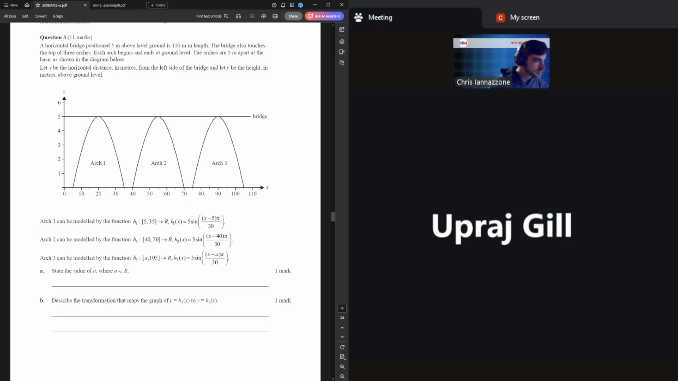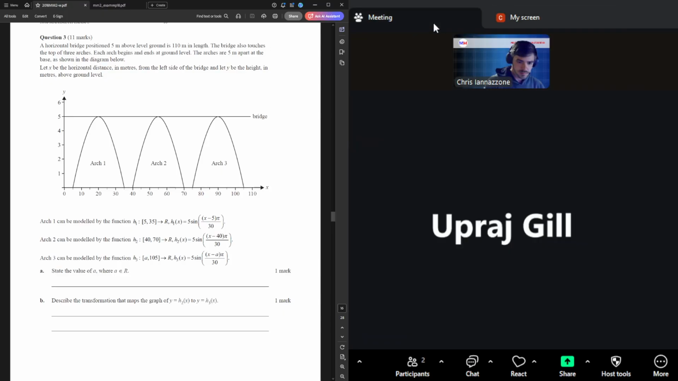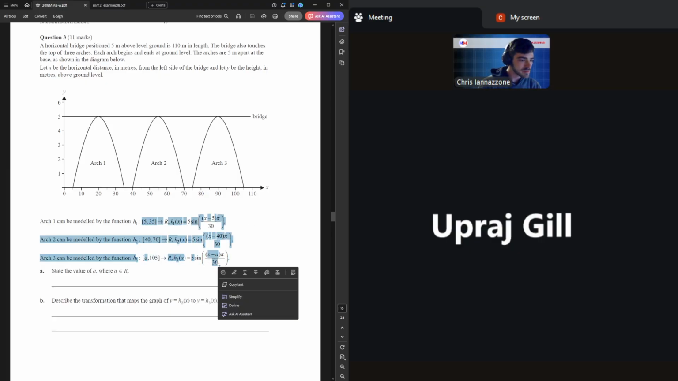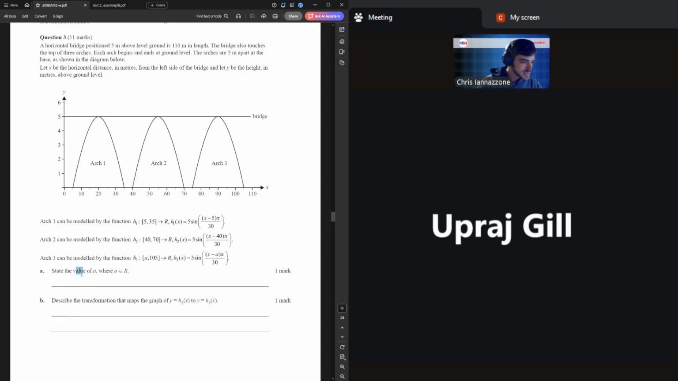Should probably check the Google form to make sure no one submitted anything. Okay. Whole bunch of arches multiplied by a bunch of different equations. They're all more or less the same sort of equation. State the value of A, where A is located on H3, which would presumably be arch 3.